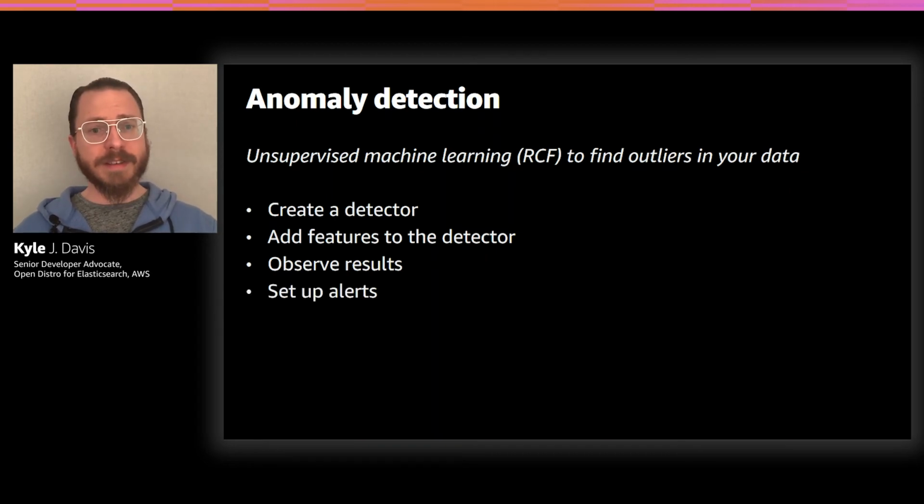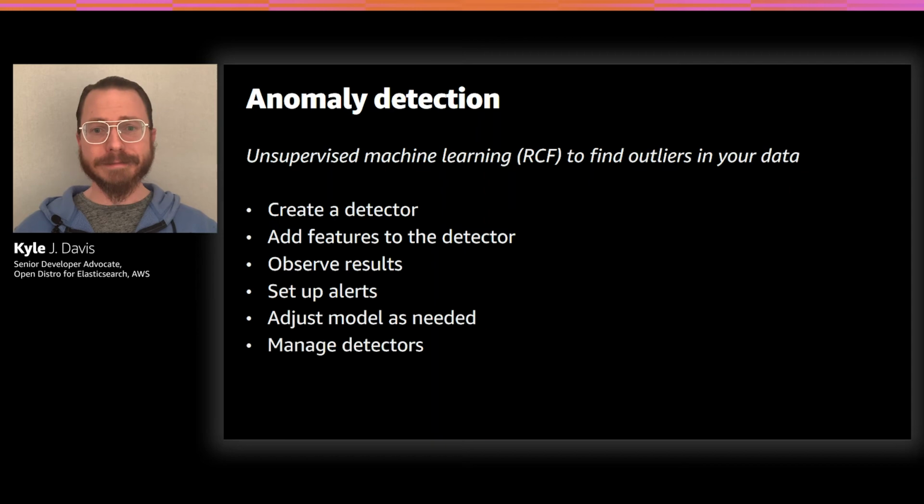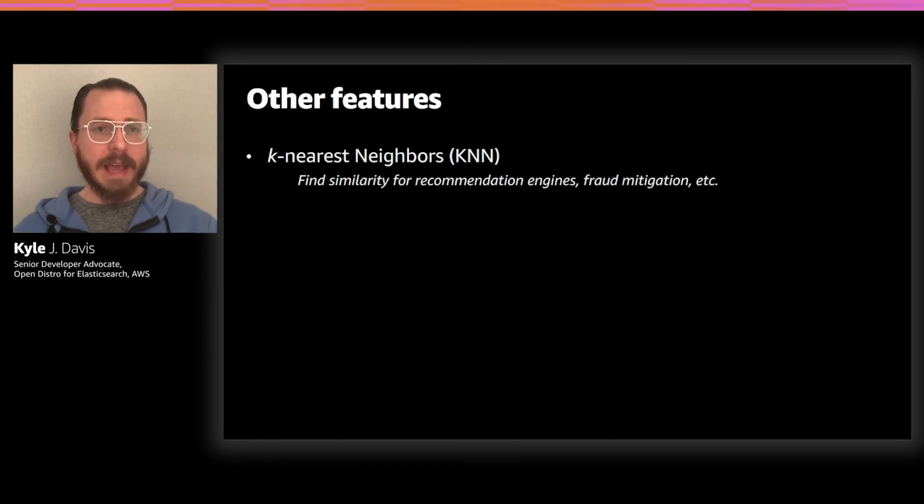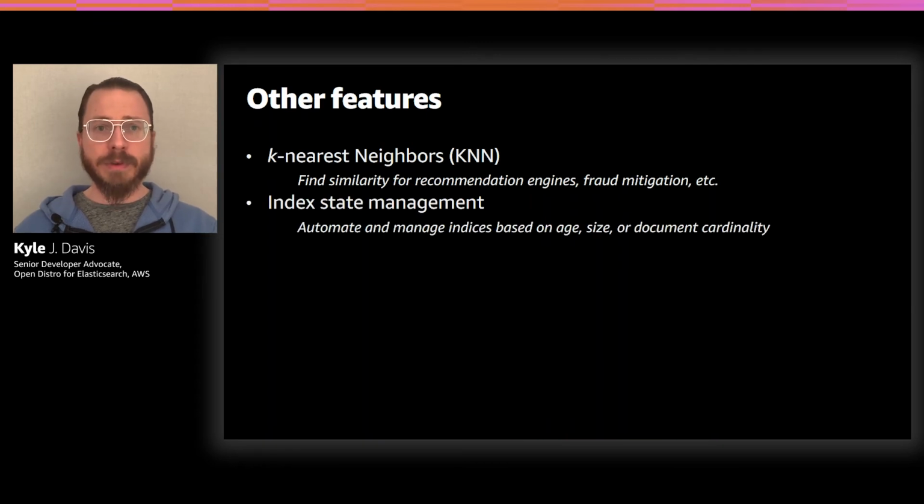And then you set up alerts based on that and adjust the model as needed. And of course, you can manage to add or remove those things. A few other features that we have: KNN, which we talked about a little bit earlier, which is great for building recommendation engines and fraud mitigation. We have index state management, so you can automatically manage indices as they get older or they grow in size, and you can change the index or retire that index, do all sorts of things there.